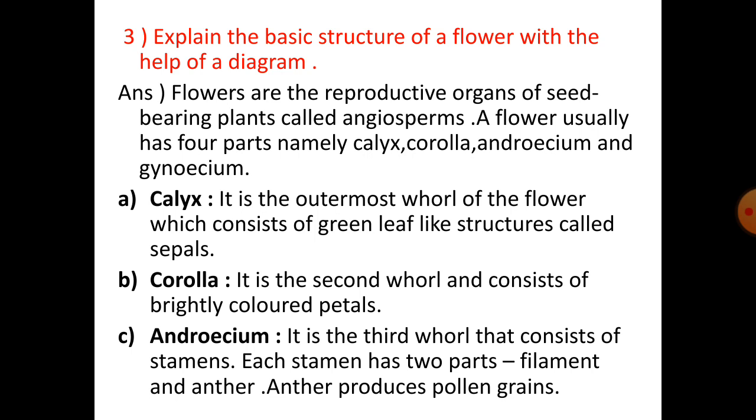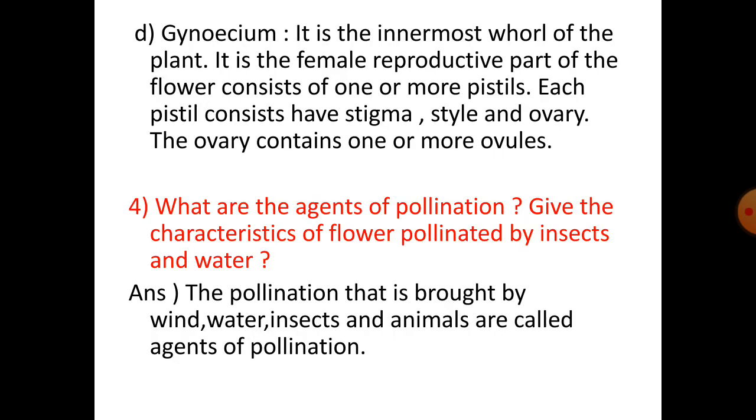Androecium. It is the third whorl that consists of stamens. Each stamen has two parts, filament and anther. Anther produces pollen grains. Gynoecium. It is the innermost whorl of the flower. It is the female reproductive part of the flower, and consists of one or more pistils. Each pistil consists of stigma, style and ovary. The ovary contains one or more ovules.